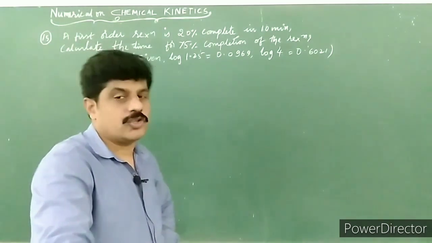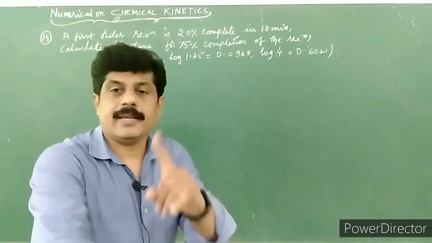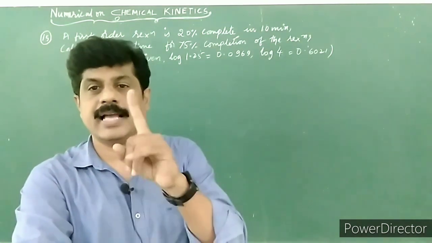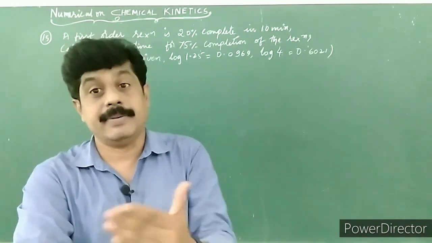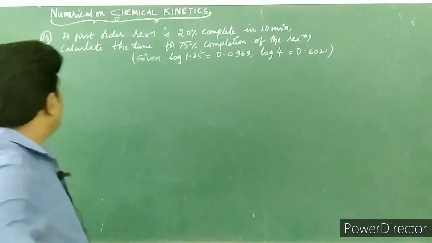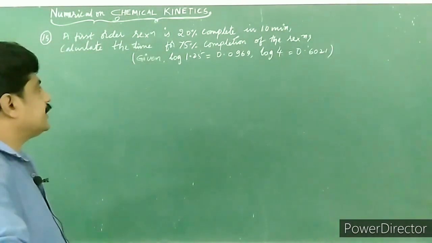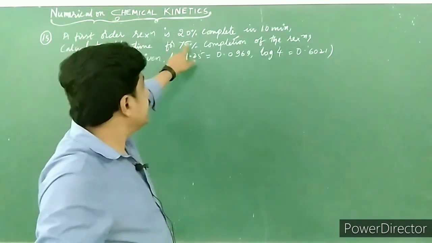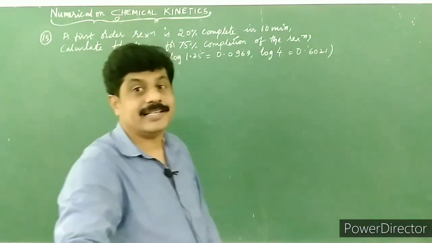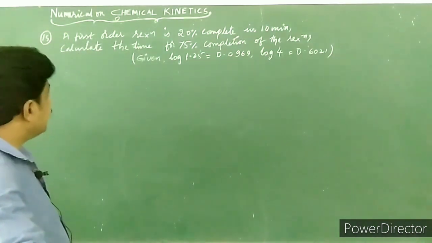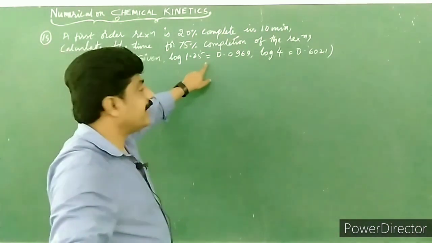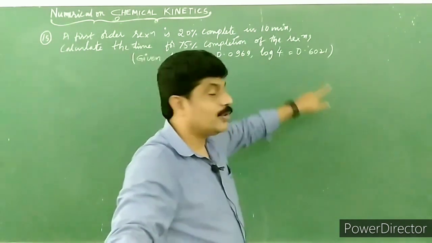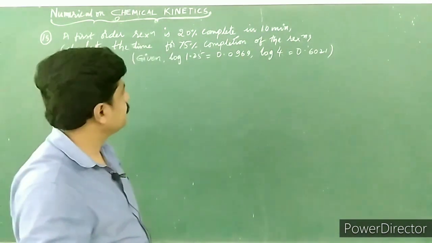Children, let me take up the next numerical for you, which is very important for the board examination. This kind of numerical has been asked in the previous years repeatedly. A first order reaction is 20% complete in 10 minutes. Calculate the time for 75% completion of the reaction. Given log 1.25 is equal to 0.0969, log 4 is equal to 0.6021.